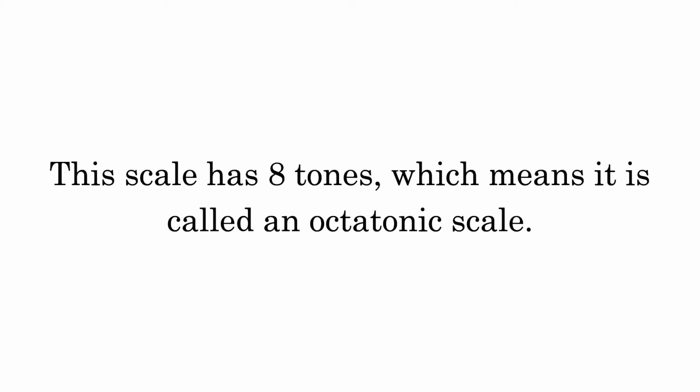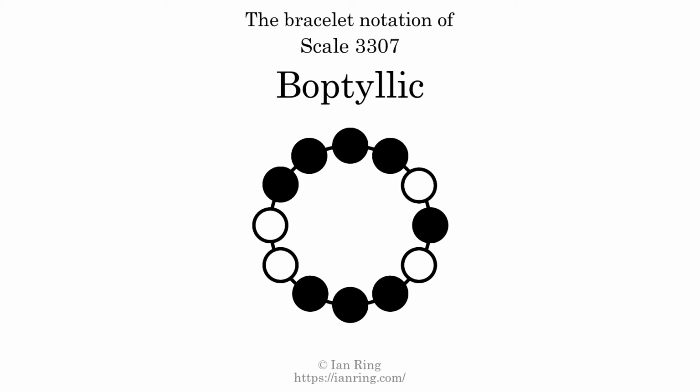This scale has 8 tones, which means it is called an octatonic scale. This is a bracelet notation diagram of scale 3307. The shaded circles represent tones that appear in the scale, and they are read clockwise, starting at the top.